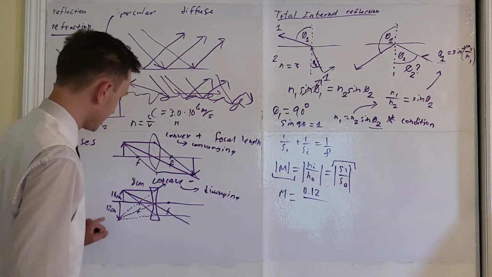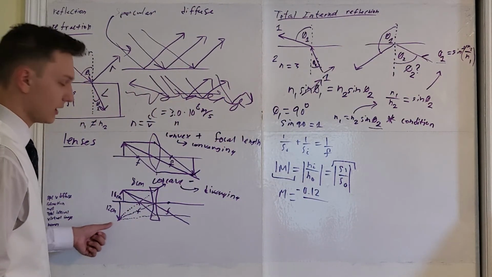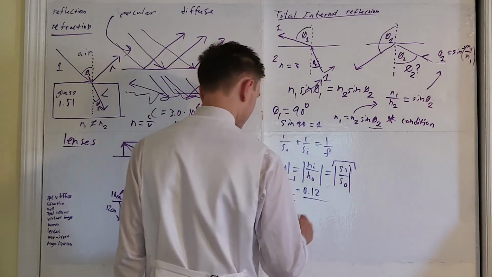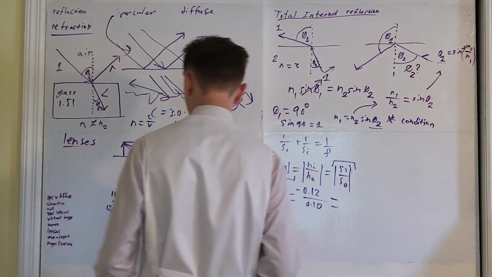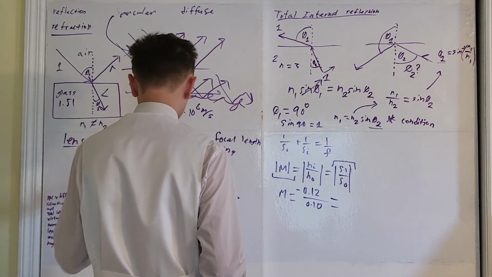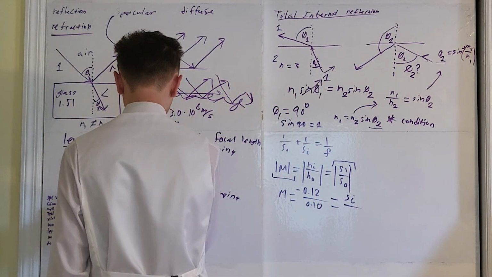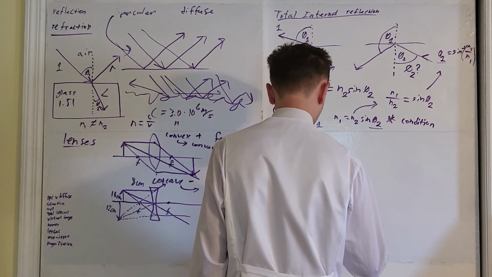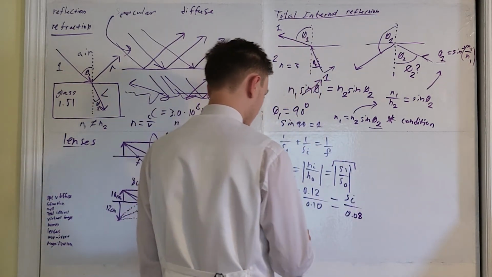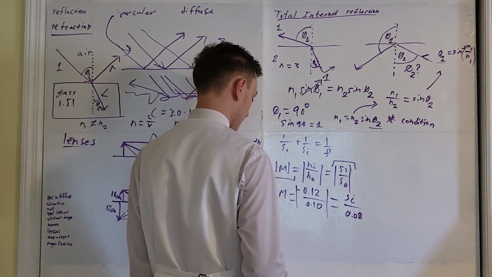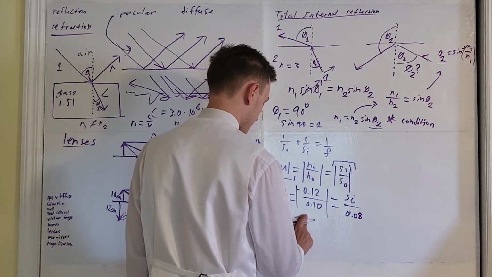In this case, the height of our image would be a negative 0.12 meters because the image is underneath the horizontal. Okay, height of our object would be 10 centimeters, and that is equal to the distance to our image, which we don't know, we're still trying to find out, divided by the distance to our object, which would be 0.08, 8 centimeters. Okay? So we know the magnitude of 0.12 over 0.10 is 6 over 5. So our magnification is 6 over 5.